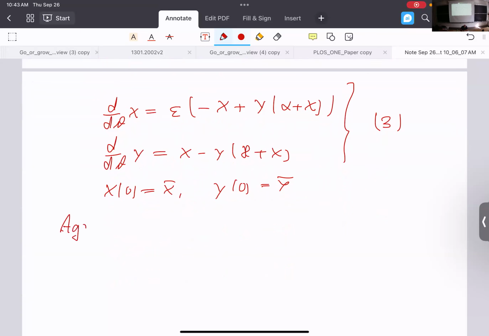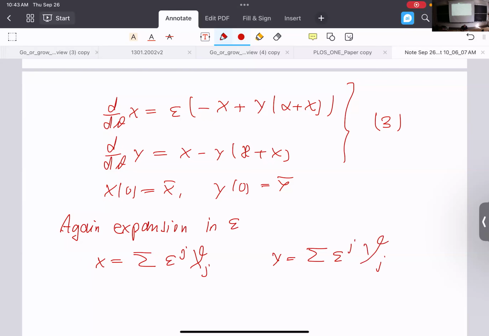Since we do this the first time, I do this a bit more formally, and I also use an expansion in epsilon, and again we collect orders of epsilon. So I write x as a sum of epsilon to the j, and y likewise, with j from 0 to infinity. The only difference is I use capital letters now, so we are not confused with the previous expansion which we did.